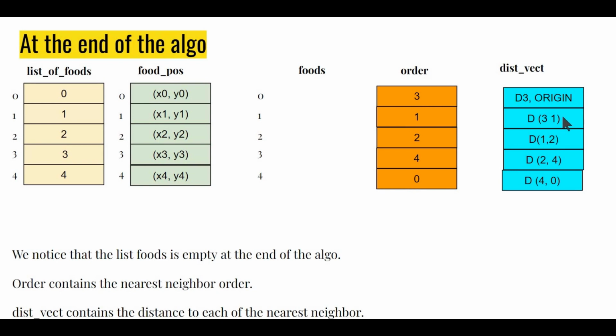My distance vector will contain the distance to 3 from 0, 0, the distance between 3 and 1, between, let's say, 1 and 2, between 2 and 4, between 4 and node number 0. And of course, from here, I have to come back to 0, 0. So basically, the distance vector contains the distance to each of the nearest neighbors.